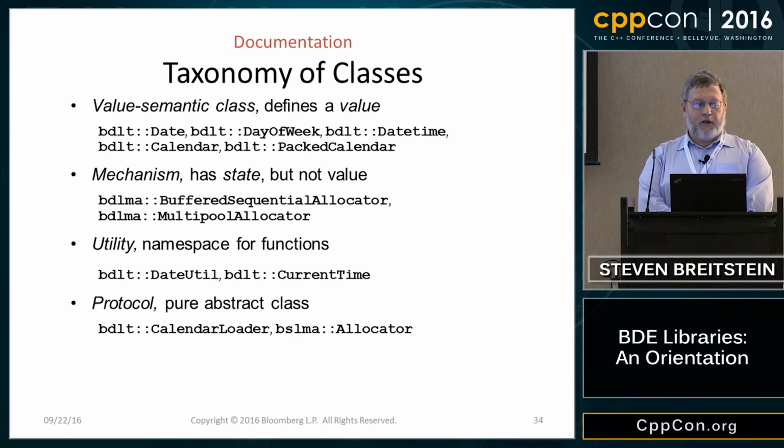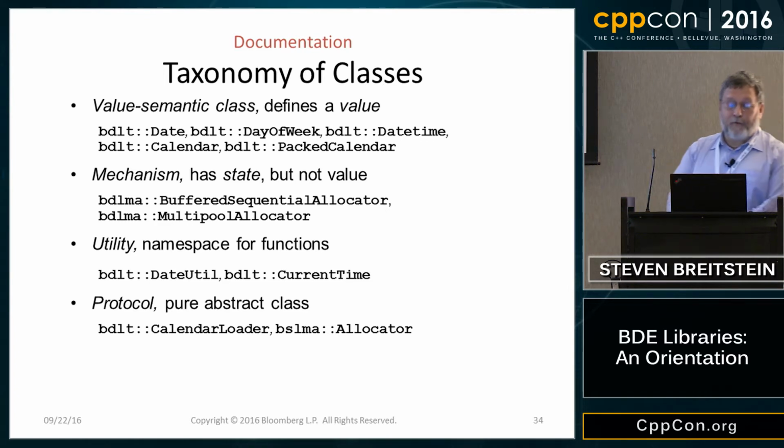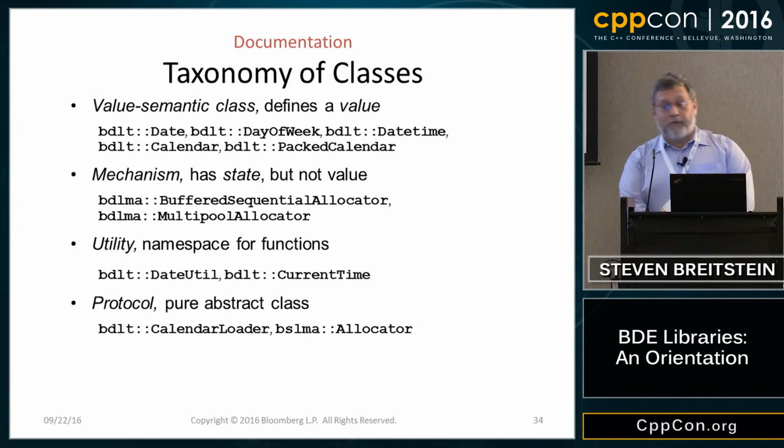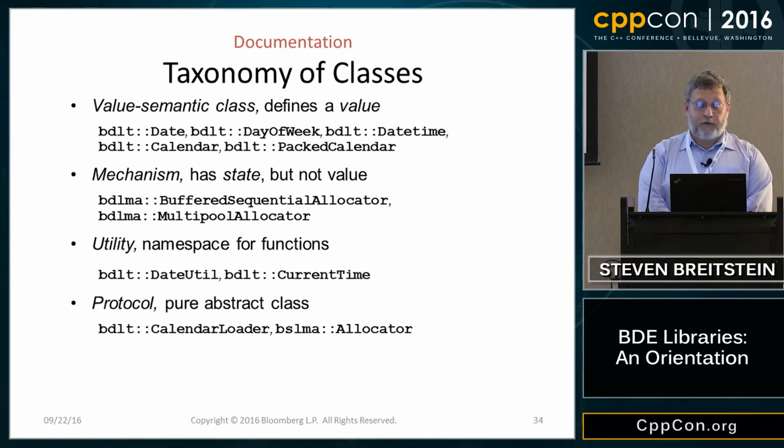Allocators are mechanisms. Utilities are utilities, by the way, and often they're named util, but not always. As you can see, there's something called current time, which is a utility that is not named that way.